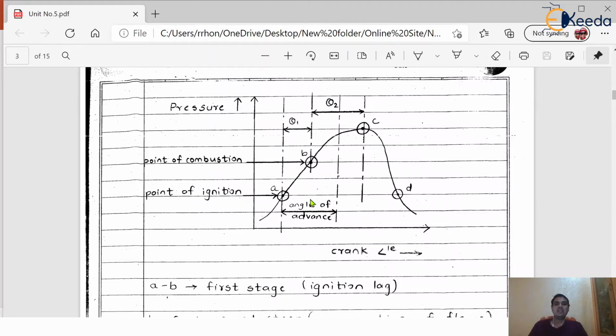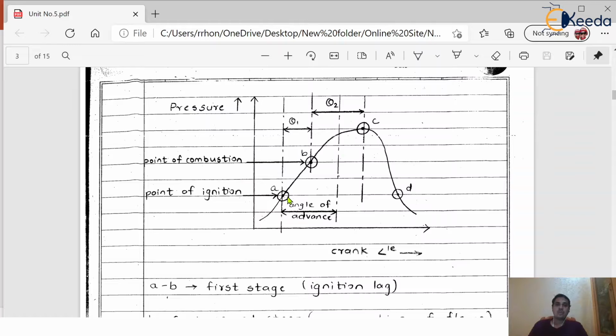So let us consider this point A, where the spark plug provides the spark. This is the end of the compression stroke, and at point A the spark plug provides the spark and ignition takes place inside the engine cylinder. So this point A represents the point of ignition, where the spark plug provides the spark.